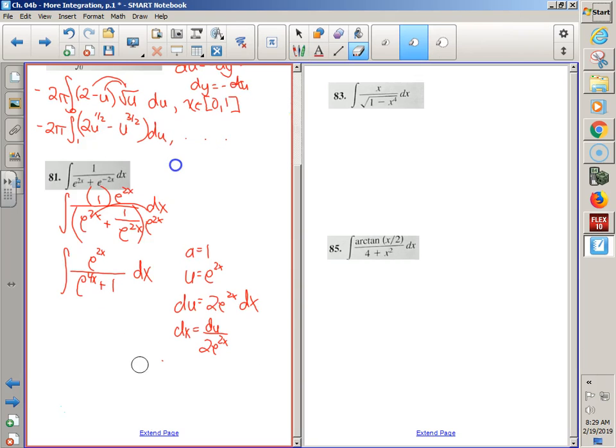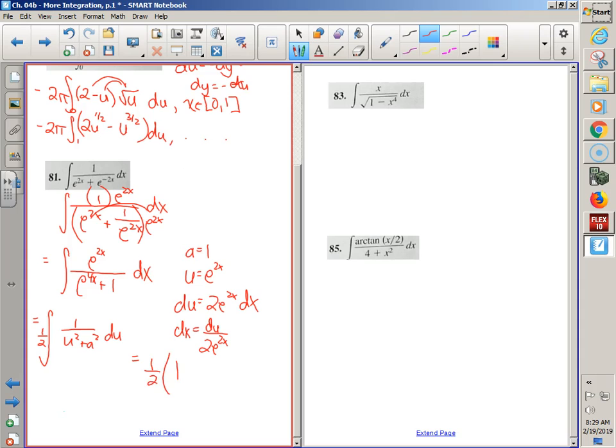When I go to plug in, I'm going to end up with the integral of, do I have it? The e to the 2x's cancel. I can pull out a 1/2. I'm going to have 1 over u squared plus a squared du, which is going to equal 1/2 times 1 over a, which is just 1, arctangent or tangent inverse of u over a.